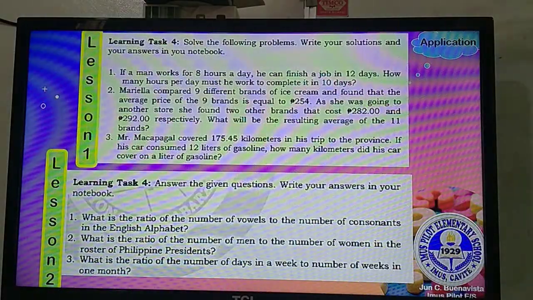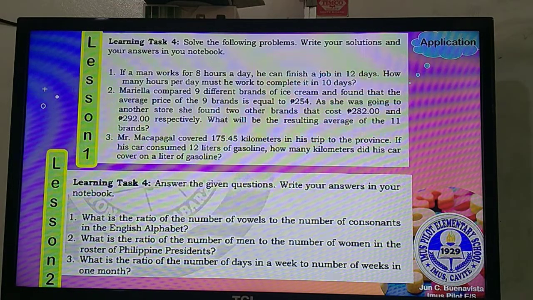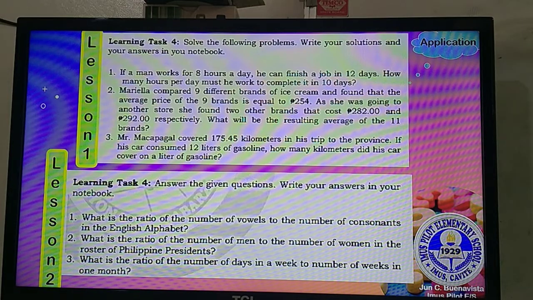For lesson 1, learning task 4, solve the following problems, and write your solution and your answers in your notebook. For lesson number 2, learning task 4, answer the given questions, and write your answers in your notebook. All of that goes in the notebook. And you can check it right away by looking at the back of your module. There is an answer key at the back of your module.